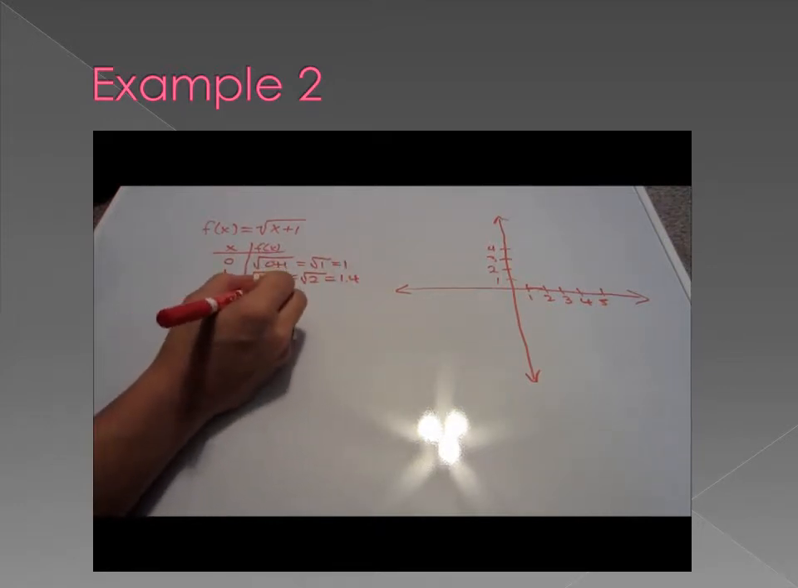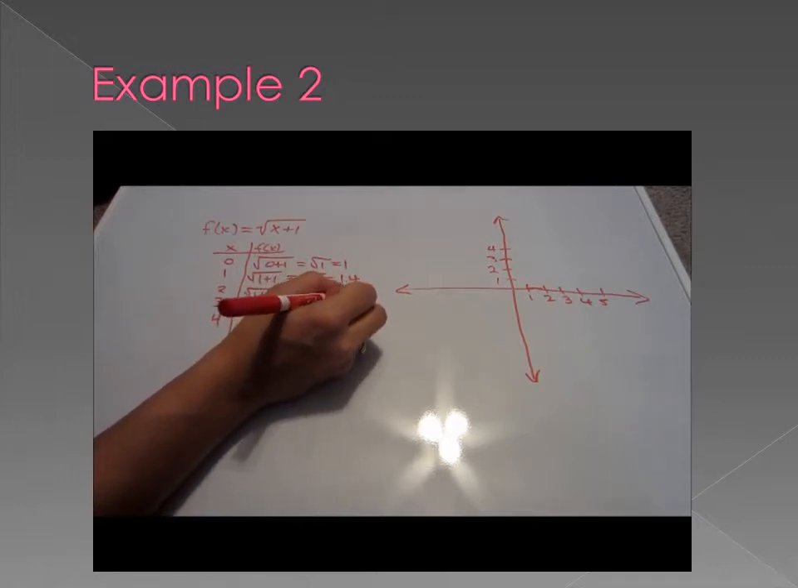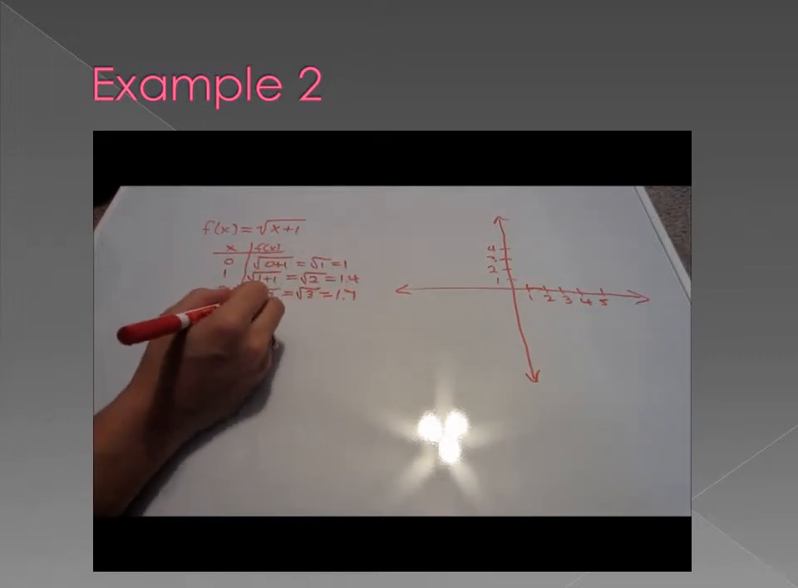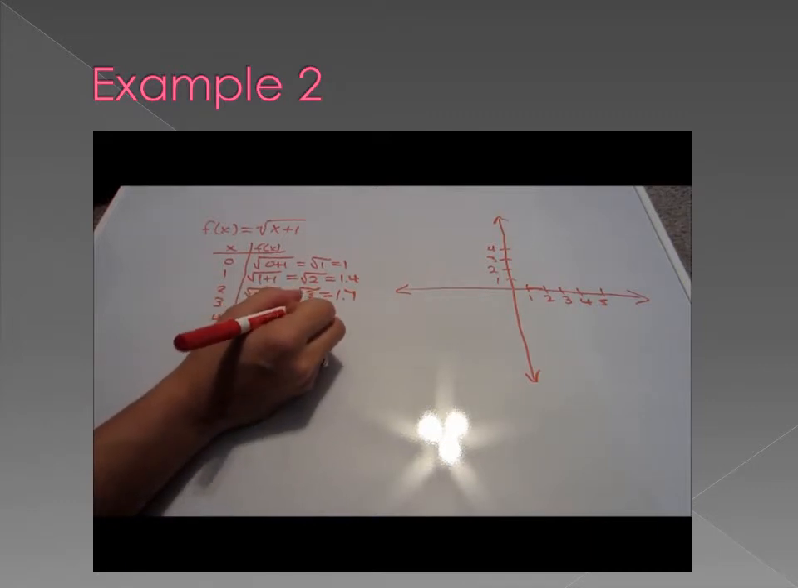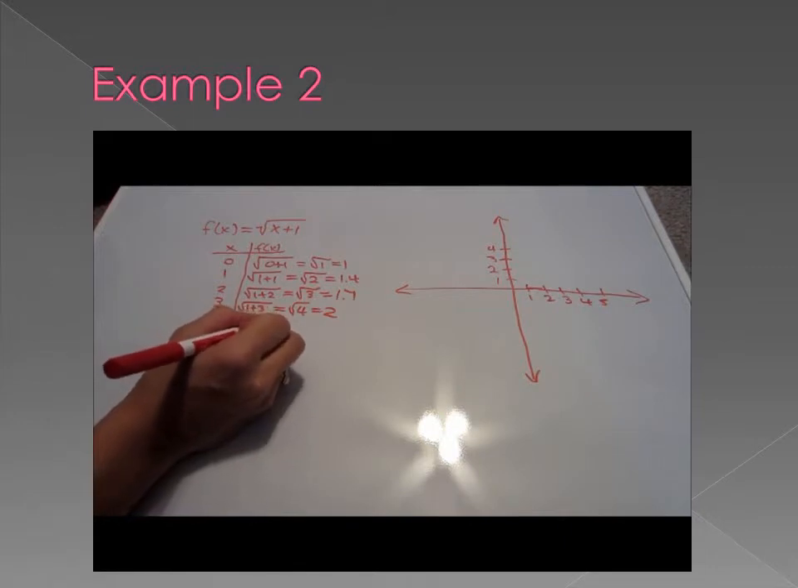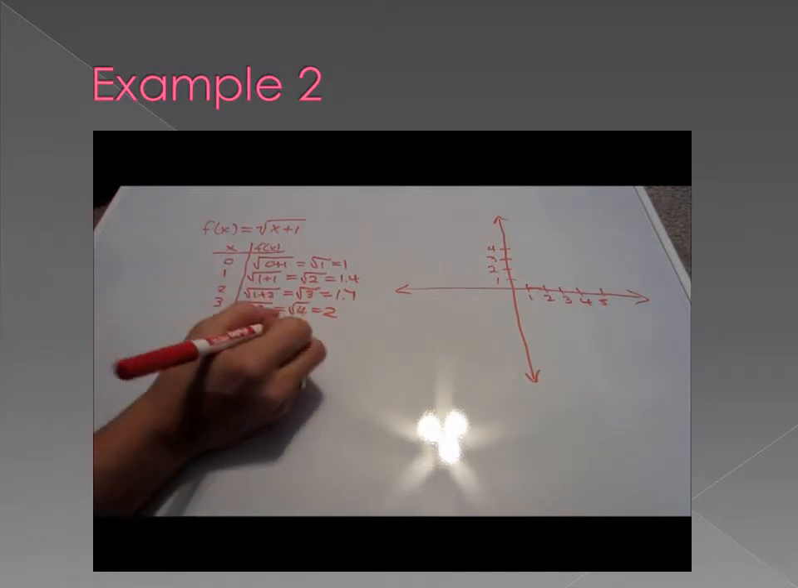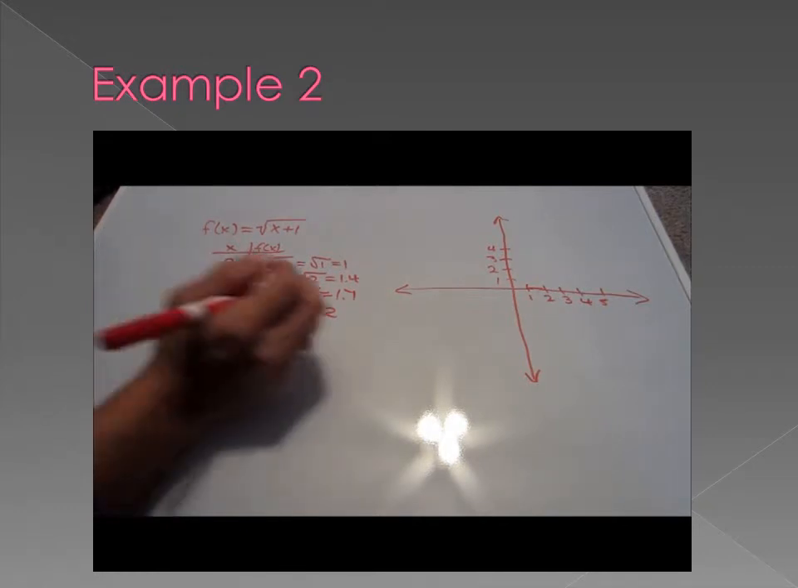The square root of 2 plus 1 is the square root of 3, which is 1.7. The square root of 3 plus 1 is the square root of 4, which is 2. And the square root of 4 plus 1 is the square root of 5, which is 2.2.